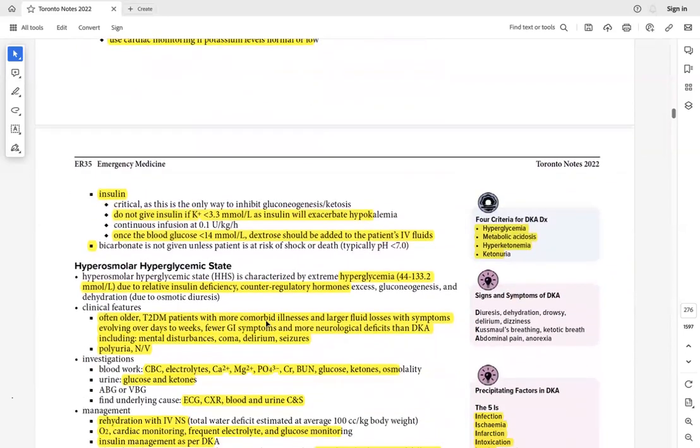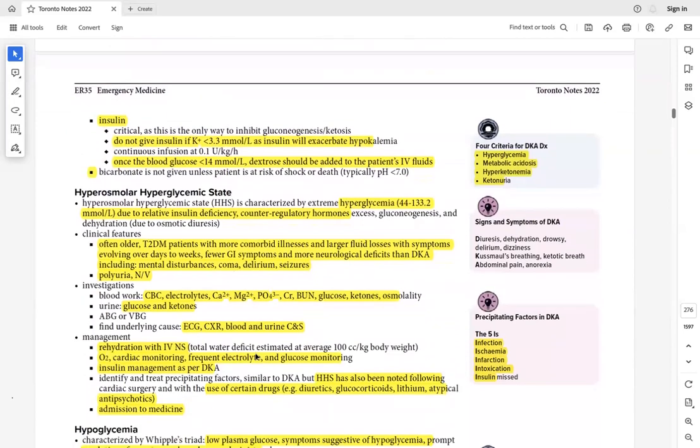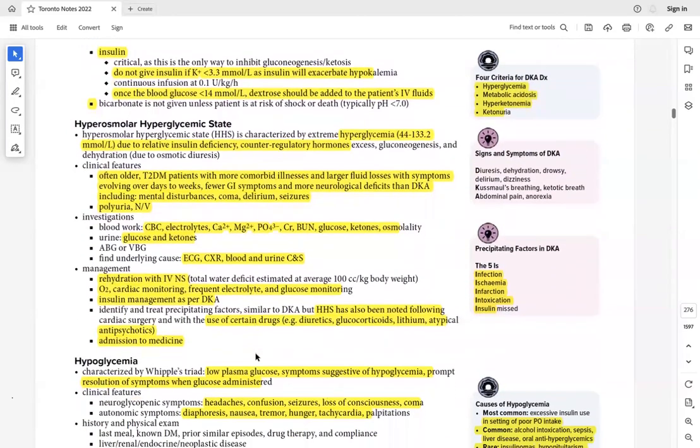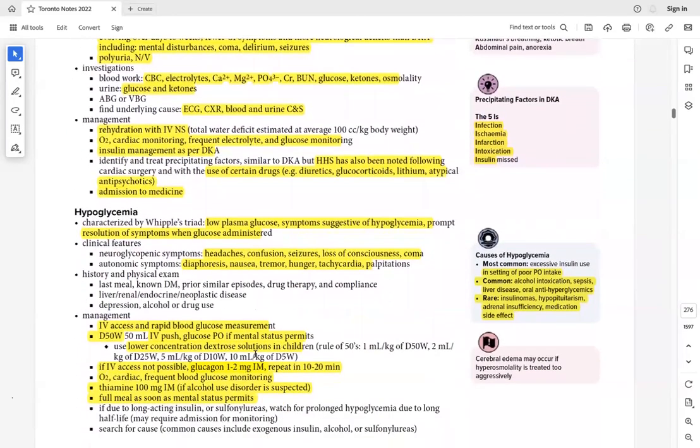Similarly, for HHS, hyperosmolar hyperglycemic state, the presentation is the same, mostly in type 2 diabetic patients, and the blood glucose level will be very high. It will be 44 to 133.2. The symptoms will be the same, and the treatment will be the same. Both of them have the same treatment.